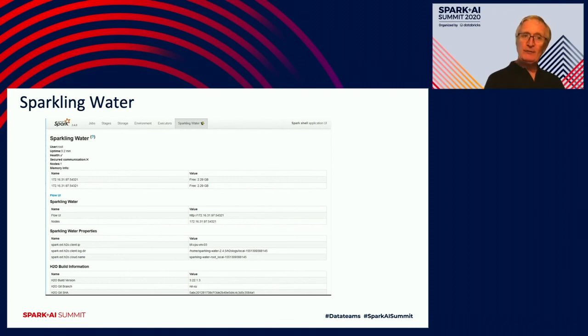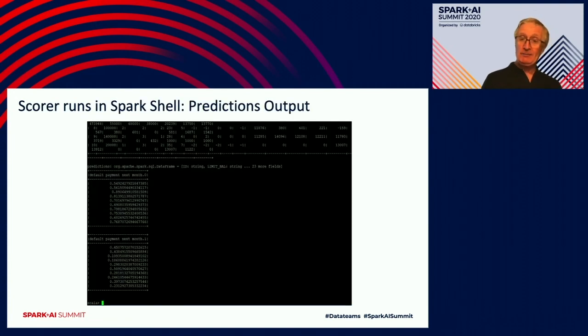So this proved to us that the end-to-end from training right through to model deployment could be done on Spark on VMware. And Spark is typically used in training, but we used it here for inference as well as training, just to show that that could be done. So that's Sparkling Water and standalone Spark.